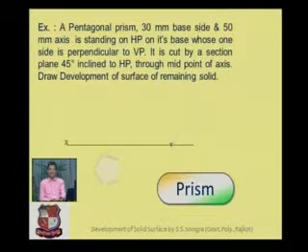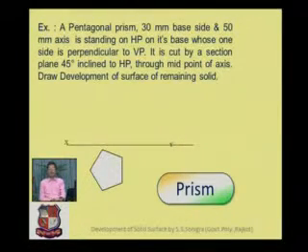Draw XY line and draw a pentagon such that one side becomes perpendicular to XY line. Here I have drawn the pentagon in such a way that this is one side, and this side is perpendicular to XY line. Here it is given in the problem that its base has one side perpendicular to VP. So this is the top view of this pentagon.